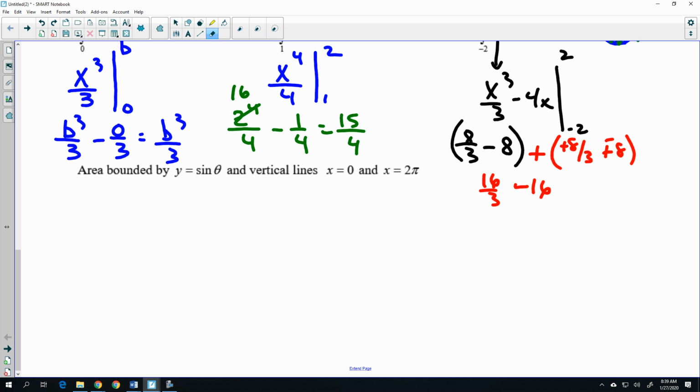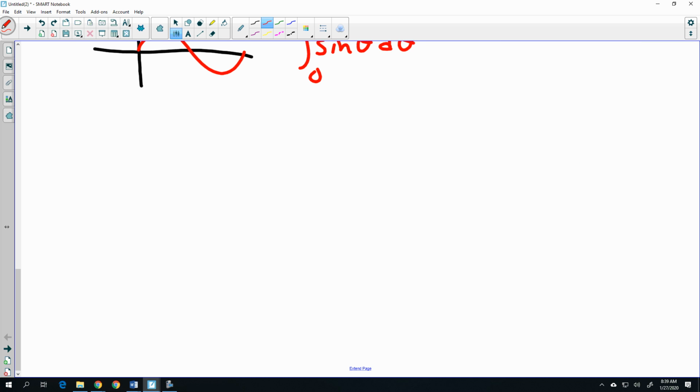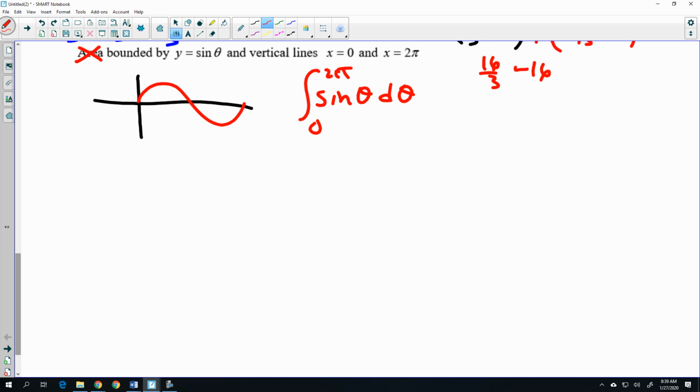Okay, so this says you have the graph of sine. So let's get a picture of that. Here's the graph of sine. And it says I want to integrate sine. So I'm just thinking of antiderivatives right now. I'm skipping this word right now. I'm just finding the antiderivative from 0 to 2 pi. So if I integrate sine, what do I get? What's the integral of sine? Okay, is it negative or positive?